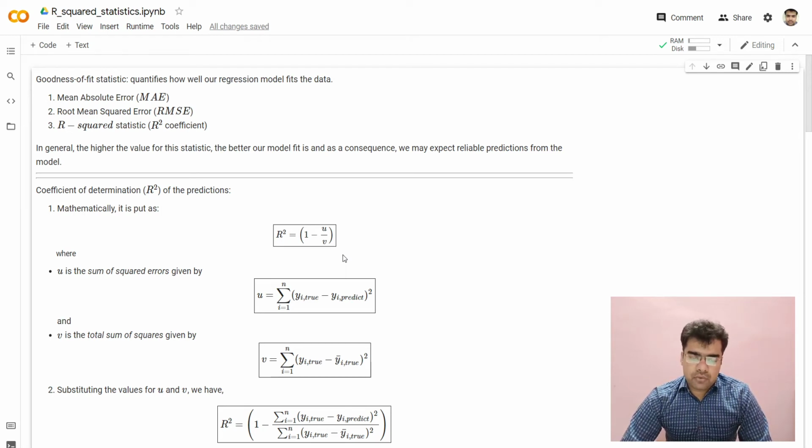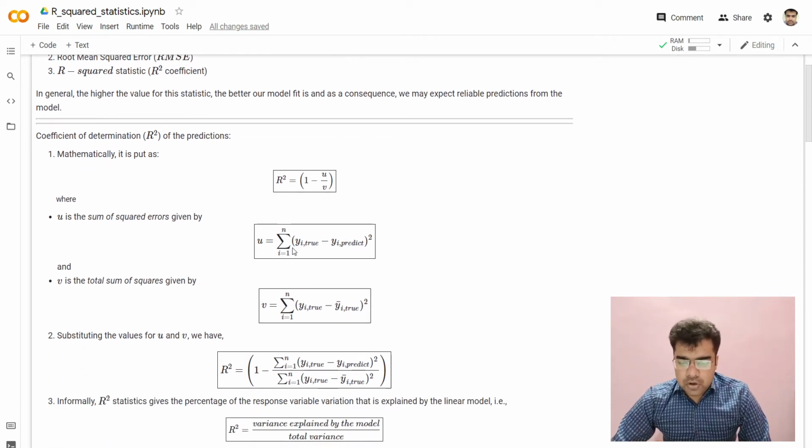To begin with, we will start with the sum of squared errors and how it is computed. For all the n data points that we have, we subtract the prediction value from the corresponding ground truth. The prediction value is given by y subscript i comma predict, and the ground truth is given by y subscript i comma true for the ith sample. Once we do this, we square this difference and add them up for all the samples.